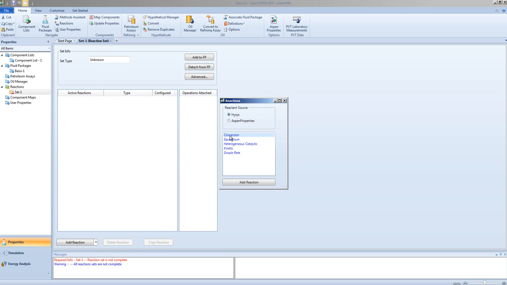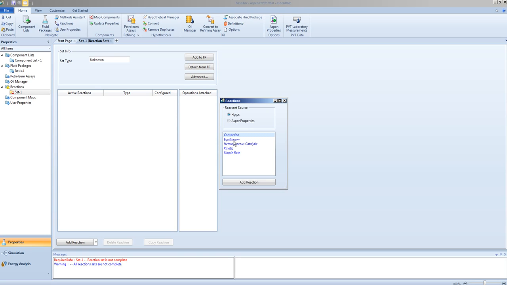A conversion reaction gives you the ability to specify the extent to which the reaction will take place with respect to a base component or a base reactant. If you specify a conversion of 100%, that base reactant is utilized completely, so long as there are sufficient other reactants to carry out the reaction, or the other reactants are in excess of the base reactant.